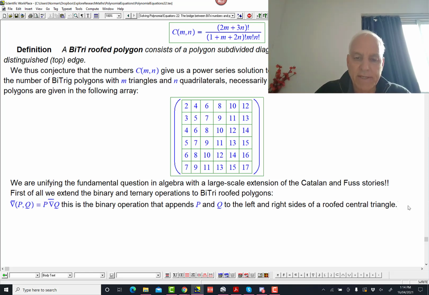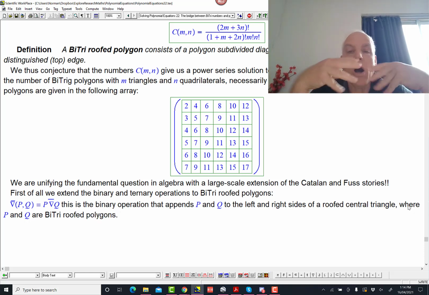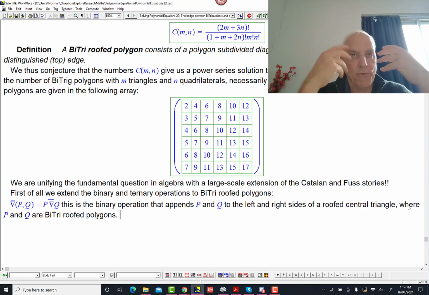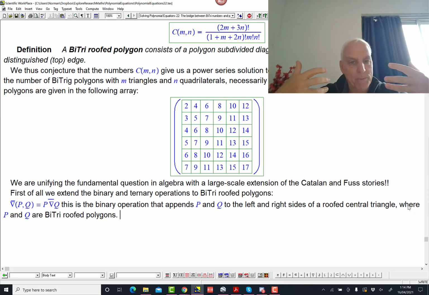So now we're extending the story to bi-tri-roofed polygons, where P and Q are bi-tri-roofed polygons. Formerly we just had this triangle operation on polygons that were subdivided into triangles. Now we're observing that this operation still makes sense if you have two polygons which are both subdivided into triangles and quadrilaterals. Then we take our central triangle and we rotate these things around and glue them to the two sides of the central triangle. The result is another bi-tri-roofed polygon.